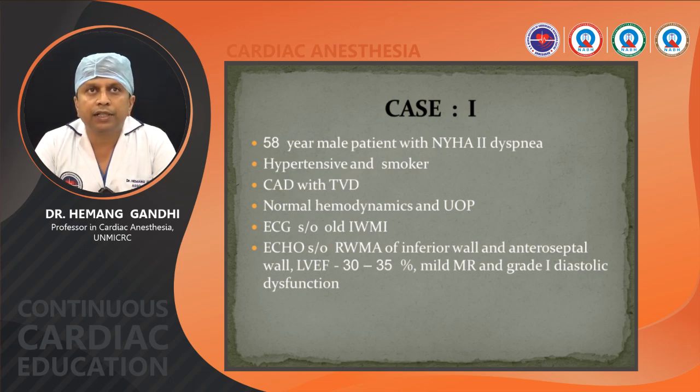In case 1, it's a 58-year male patient with NYHA grade 2 dyspnea who is hypertensive and smoker and presented with us for CAD, coronary artery disease with triple vessel disease, posted for coronary artery bypass graft. Patient on assessment is having normal hemodynamics and urine output. ECG is suggestive of old inferior wall MI, and echo suggestive of regional wall motion abnormality of inferior wall and anteroseptal wall with left ventricular ejection fraction of 30 to 35% with mild MR and grade 1 diastolic dysfunction.